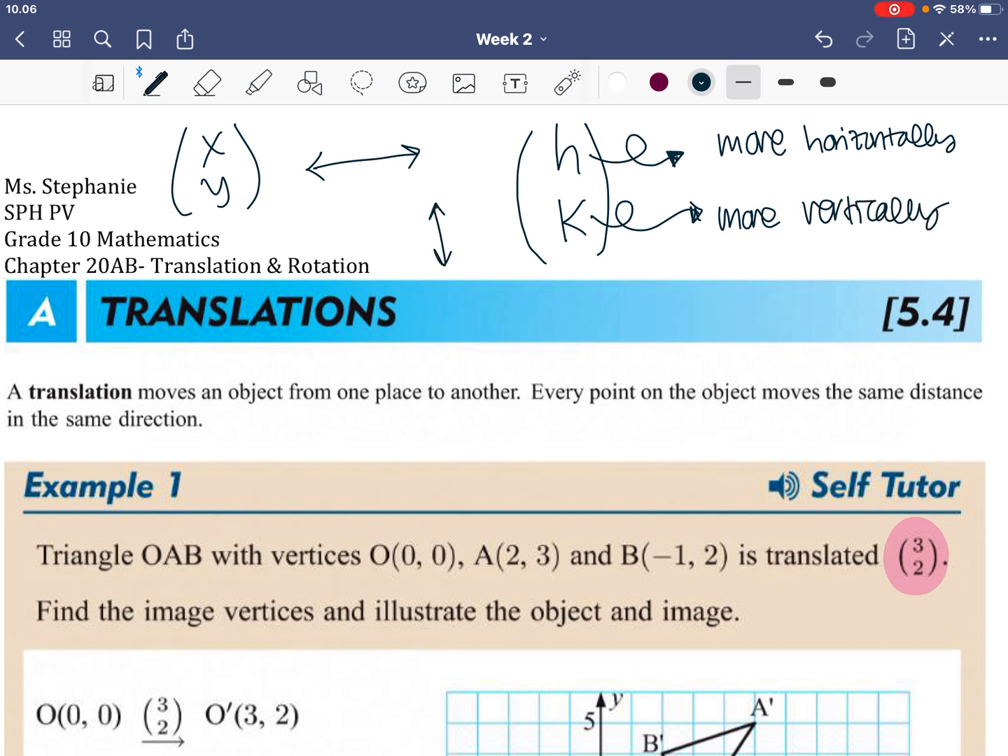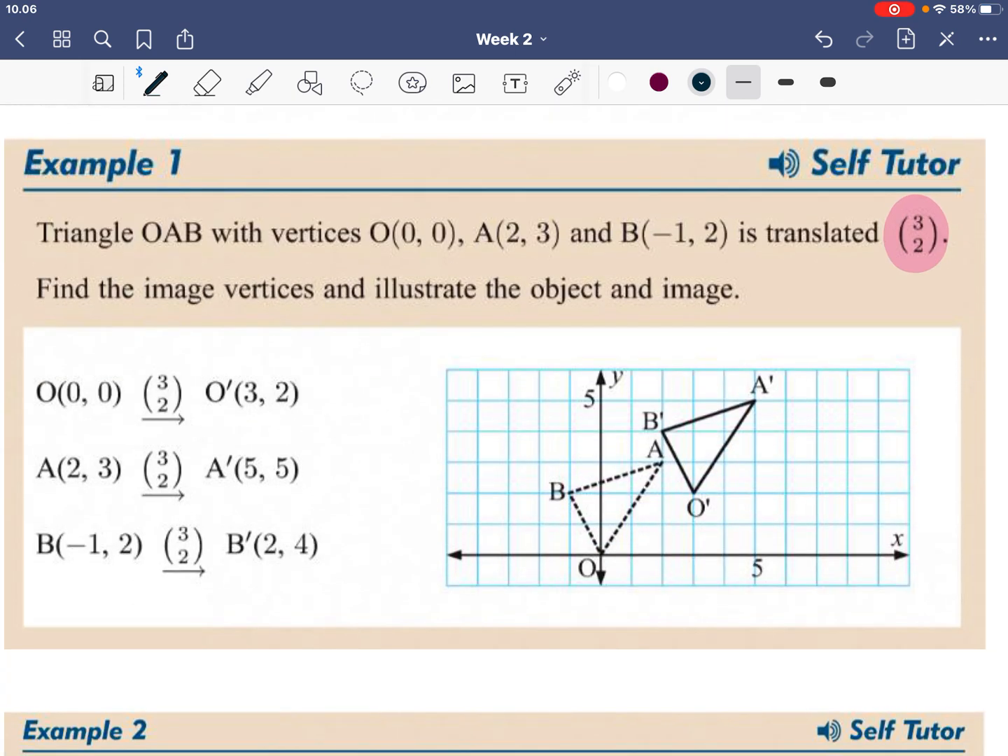Okay. Alright. Oh, I forgot to cover that up. So it says, this is our original here. This is our object. So O, A, B. Okay. That's our original, or our object. And we're going to translate it 3 units to the right.